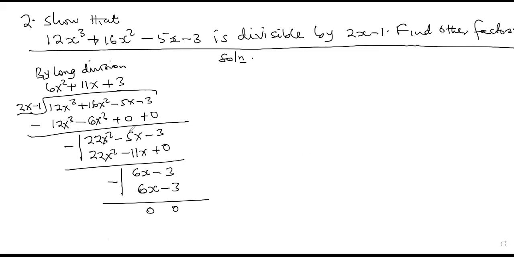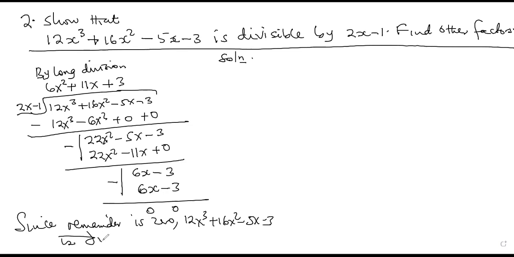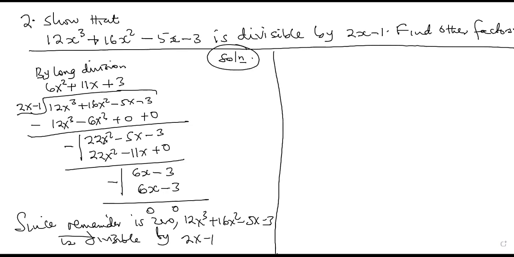So you have to do the conclusion and say, since remainder is 0, the polynomial 12x cubed plus 16x squared minus 5x minus 3 is divisible by 2x minus 1. If you're with me on how I've proved how it is divisible, type yes, and we proceed to looking for other factors. Type yes, and I look for other factors.